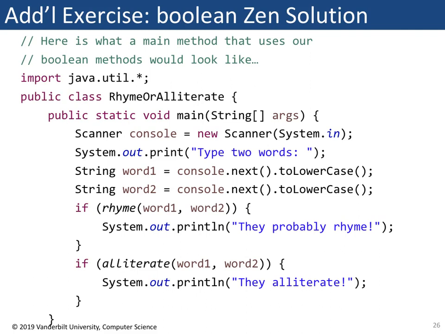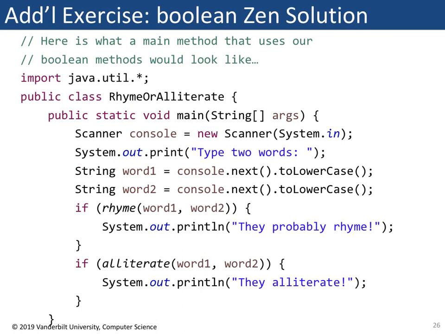Here's an example main method that would make use of these 2 alliterate and rhyme methods that we have just defined. We have a comment that describes what the program does. We're importing java.util because we want to have a scanner to be able to get user input. We have defined our class, and we have our main method.